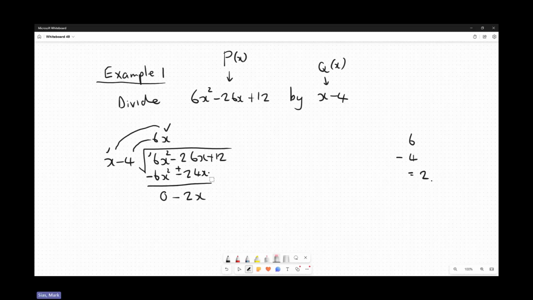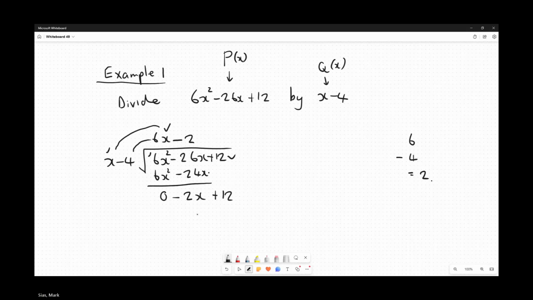And then I ask the question again. How many times does x divide into -2x? Well, -2 times, that's relatively obvious. Okay. Then I say, okay, in the meantime, I can bring down this 12 here on top. I can bring the 12 down. This 12, I can put it down here.